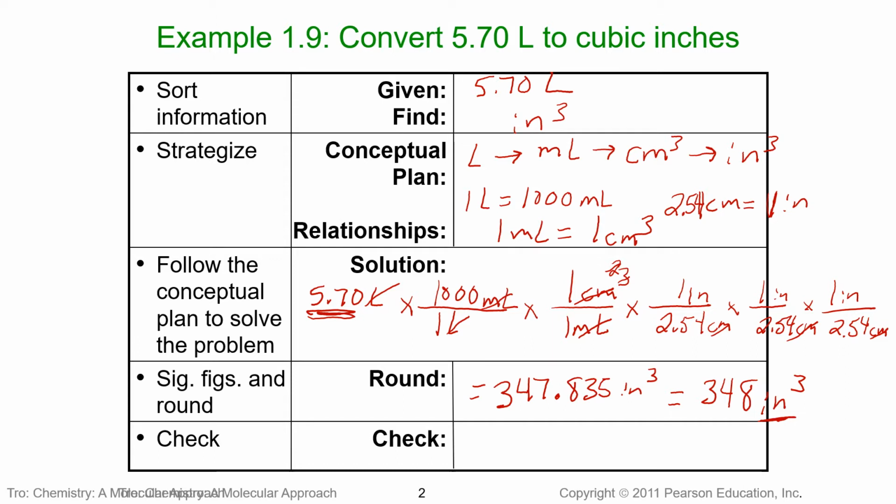Now, why would this matter? You might think about engine sizes. So if you have a 5.7 liter engine in your vehicle, that means you have 348 cubic inches of displacement.